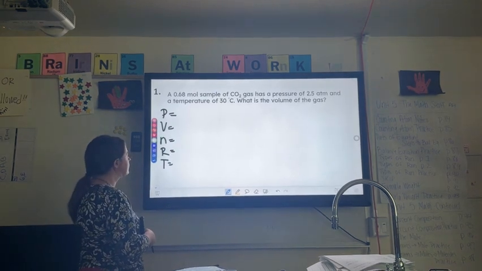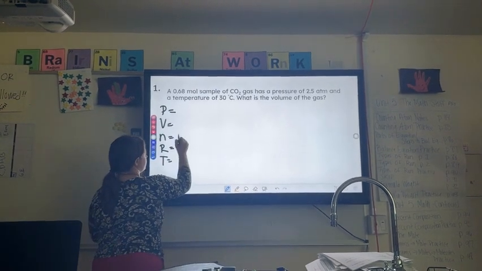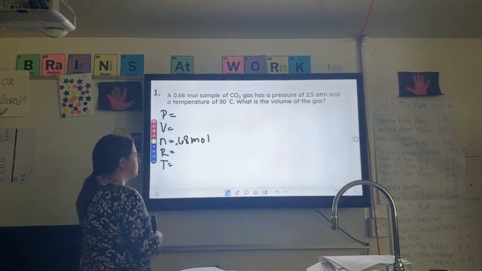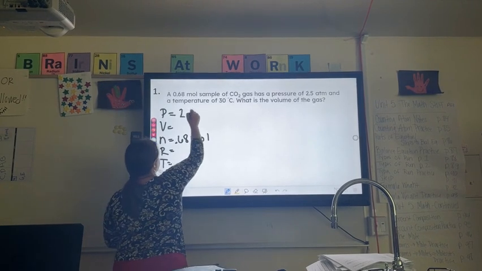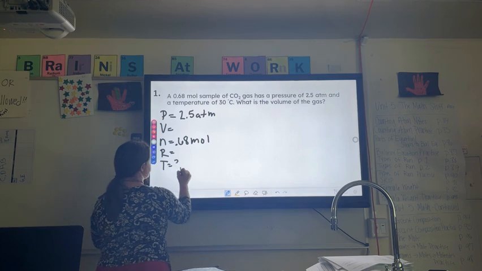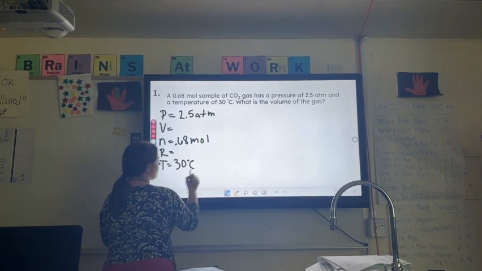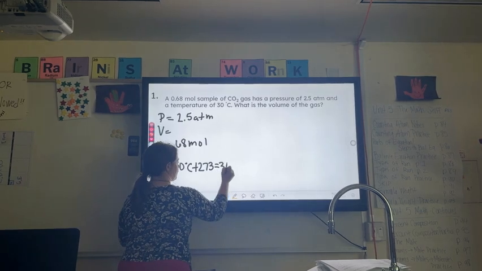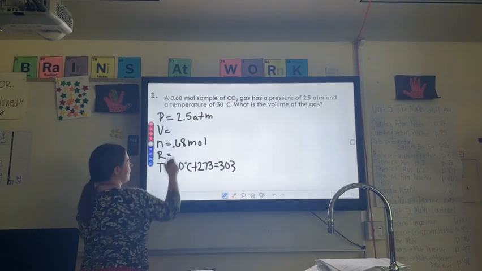So it says a 0.68 mole, so that's amount, of CO2 gas has a pressure of 2.5 atm and a temperature of 30 degrees Celsius. We don't want Celsius, we want Kelvin, so we need to add 273, so we get 303. What is the volume of the gas?